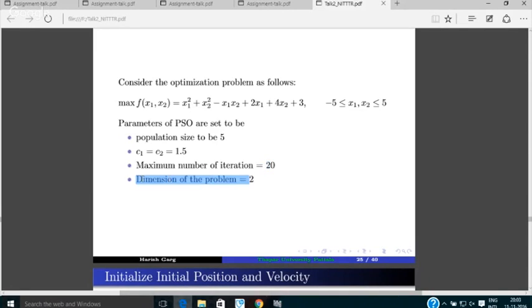The dimension of the problem is fixed. Why do we call it 2? Because there are two unknown parameters, x1 and x2. If my objective function is x1 square plus x2 square minus x1 x2 and x3 is also included in the objective function, then the dimension of the problem is 3. The number of iterations is 20.